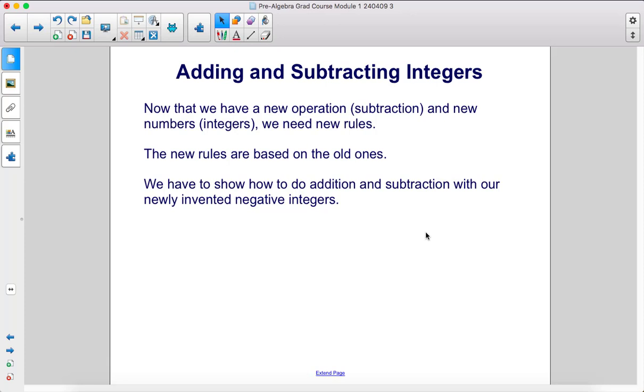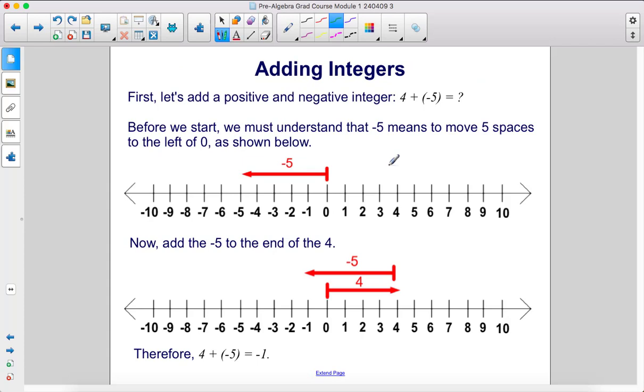The new rules are based on the old ones. We have to show how to do addition and subtraction with our newly invented negative integers. First, let's add a positive and negative integer, 4 plus negative 5. Before we start, we must understand that negative 5 means to move 5 spaces to the left, as shown below. So if we start at 0 and we subtract 5, we go 5 spaces to the left and we end up at negative 5.